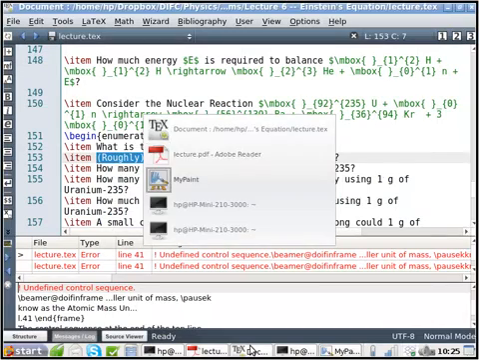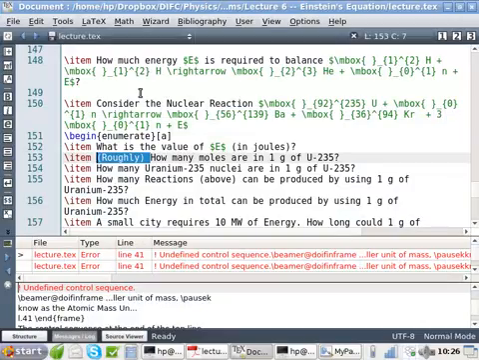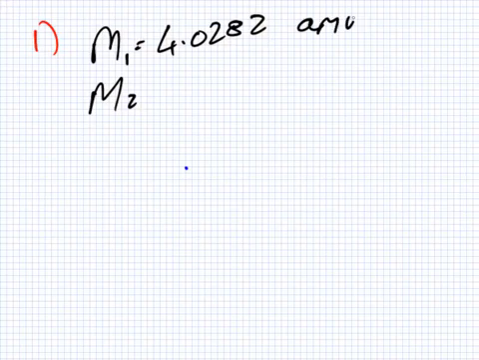Let me write it down here. Come on, pen. Number 1. The mass on the left is 4.0282 AMU, of course, atomic mass units.